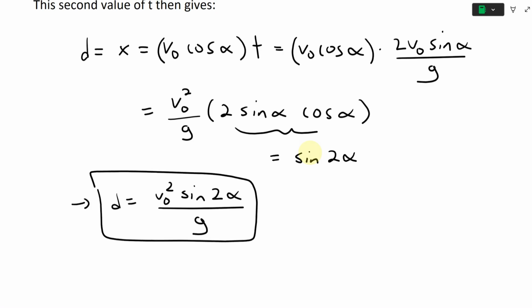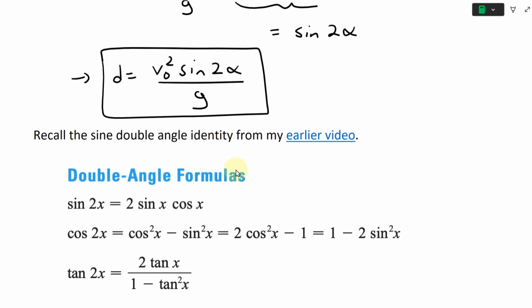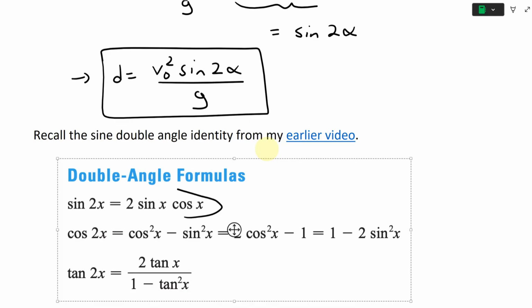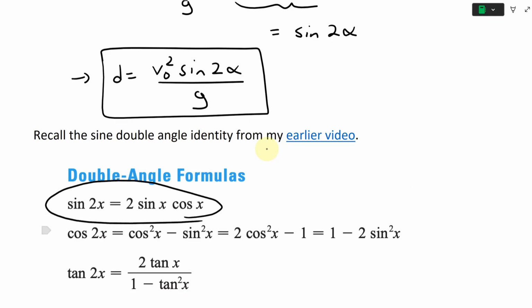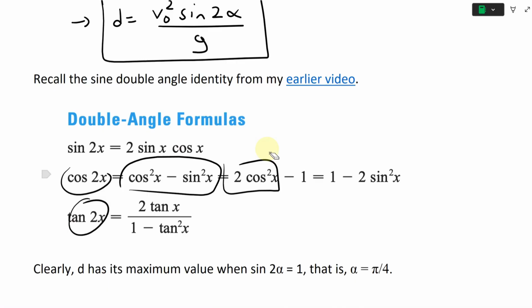And now we need to know when it's maximum, and that's going to be when sine 2 alpha is maximum. Typically you'll have pi over 2, but there's a 2 there, so divide by 2, it's going to be pi over 4, and I'll show you that in a bit. But first, recall the sine double angle identity from my earlier video. I just took a screenshot from my calculus book. This is the double angle: sine 2x equals 2 sine x cosine x, and there are the other ones for cosine, and for tangent as well.